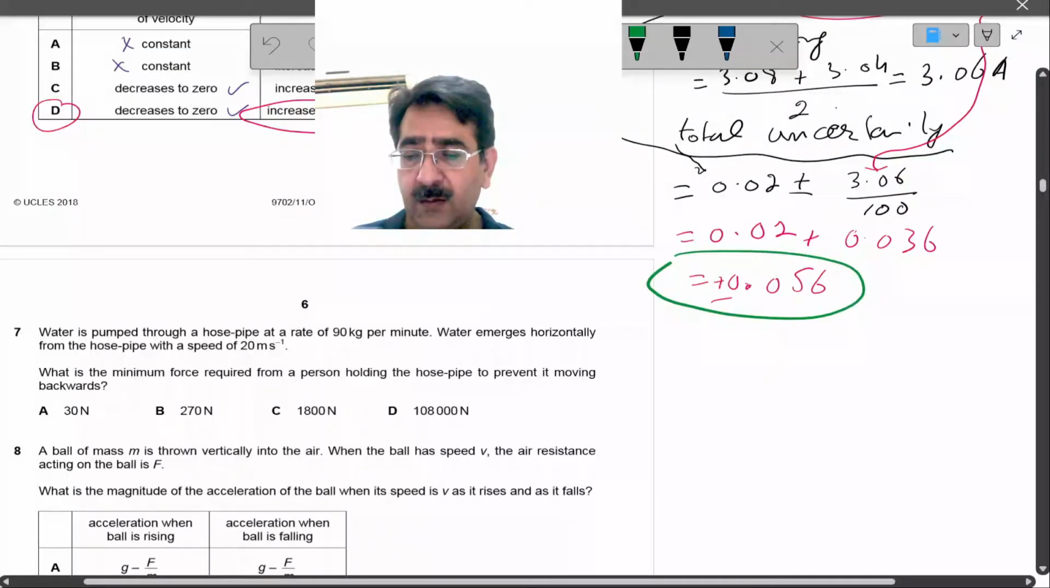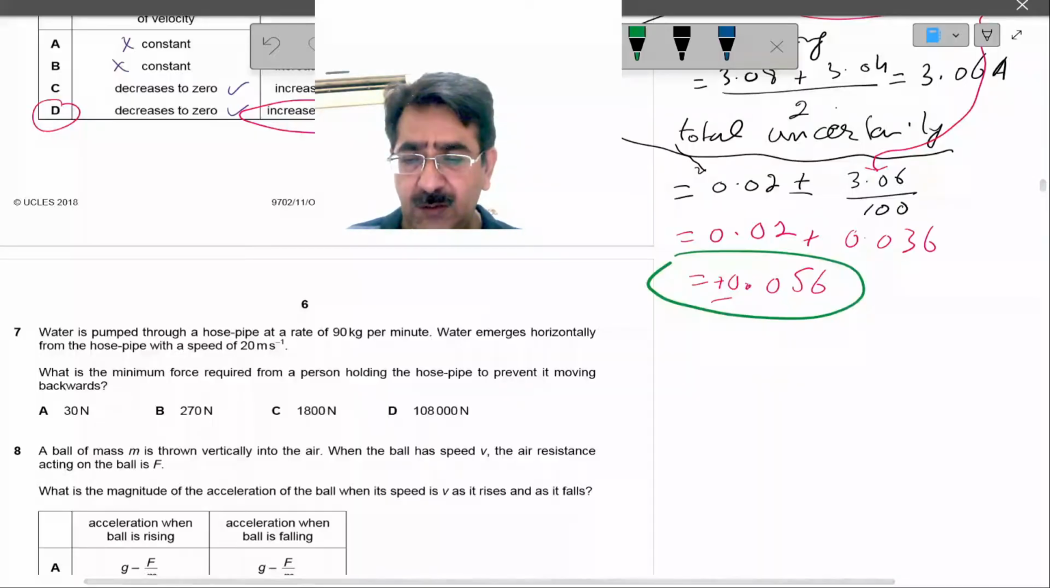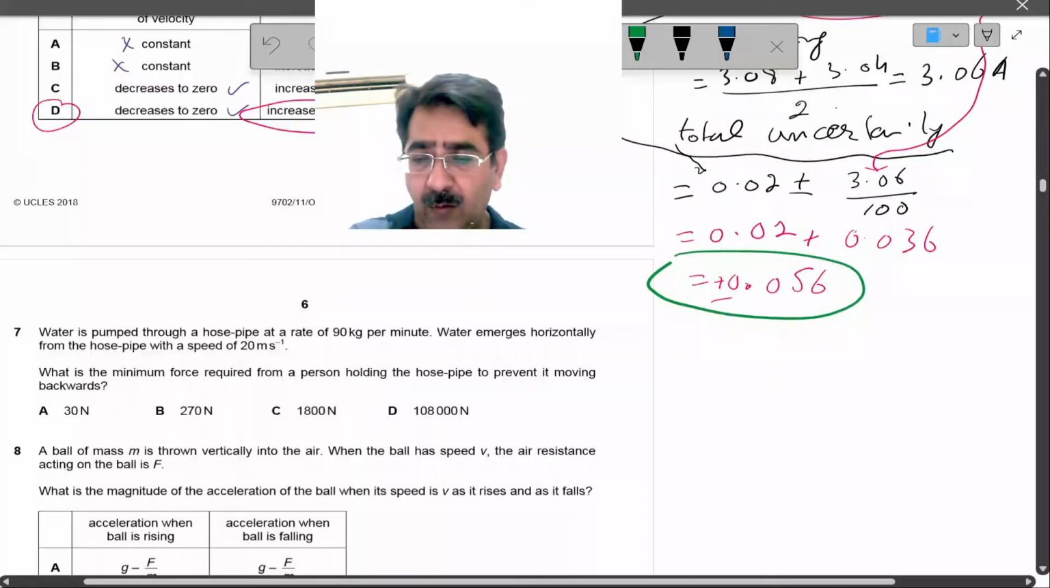7. Water is pumped through the hose pipe at the rate of 90 kilogram per minute. Water emerges horizontally from the pipe with a speed of 20 meter per second. What is the maximum force required from the person holding the hose pipe to prevent it moving backward?